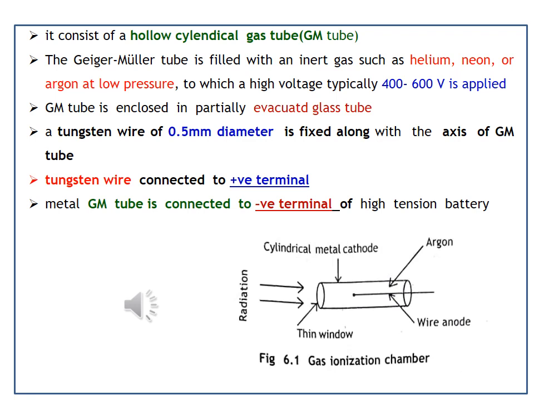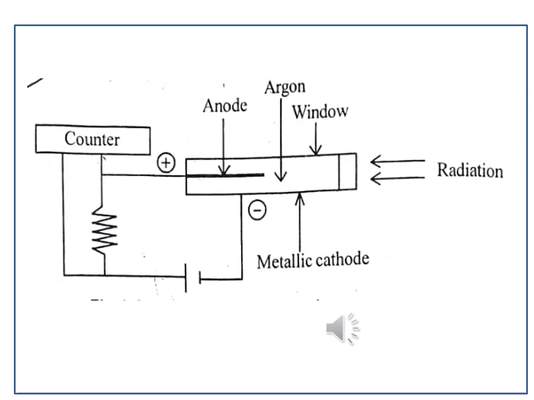The GM tube is enclosed in a partially evacuated glass tube. A tungsten wire of 0.5 mm diameter is fixed along the axis of the GM tube. The tungsten wire is connected to the positive terminal. The metal GM tube is connected to the negative terminal of a high tension battery. This is the diagrammatic representation of the GM counter.